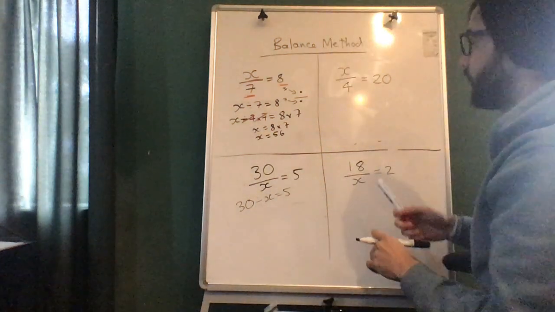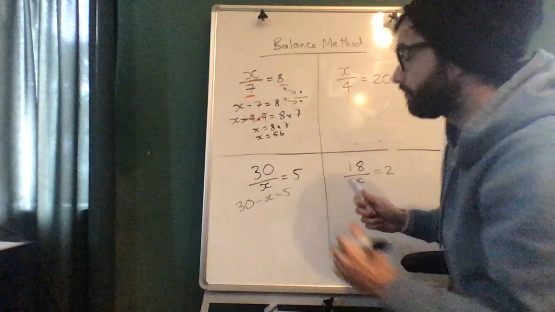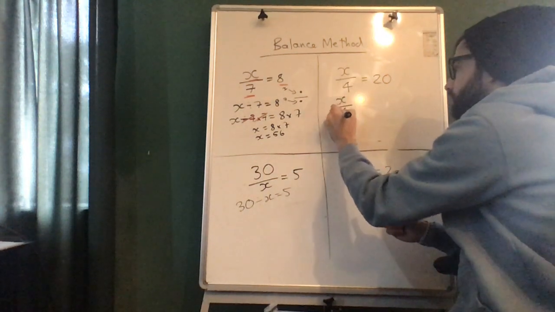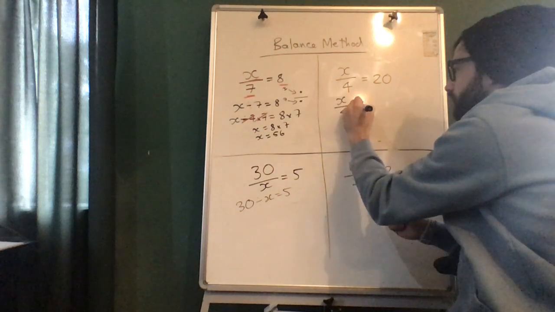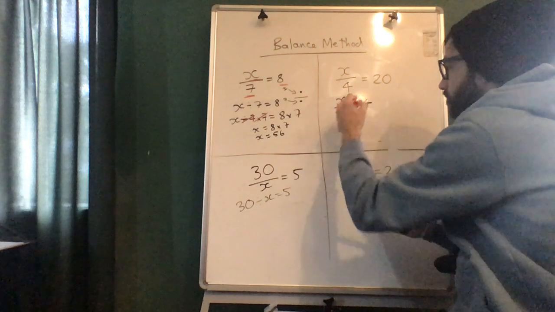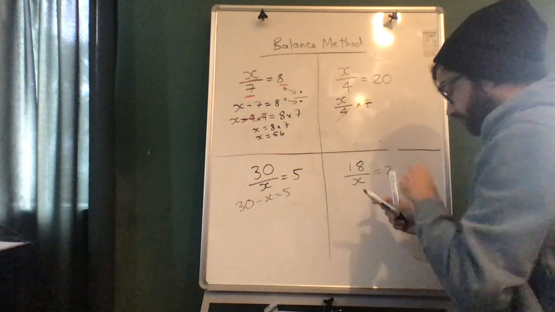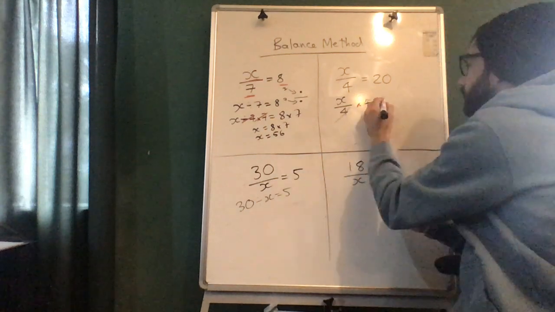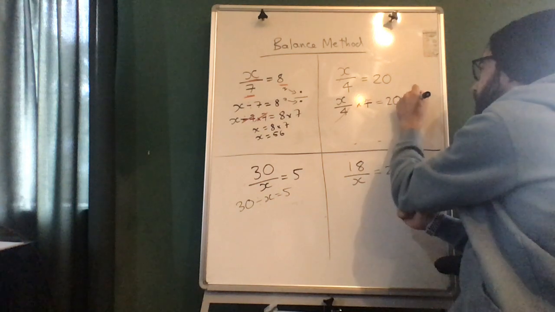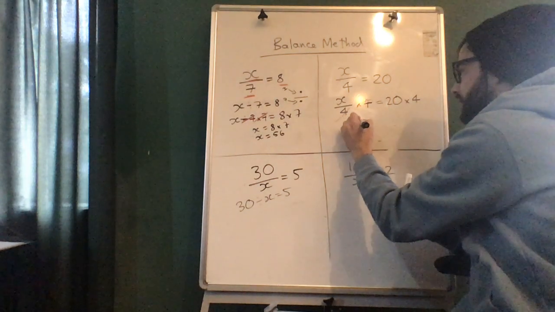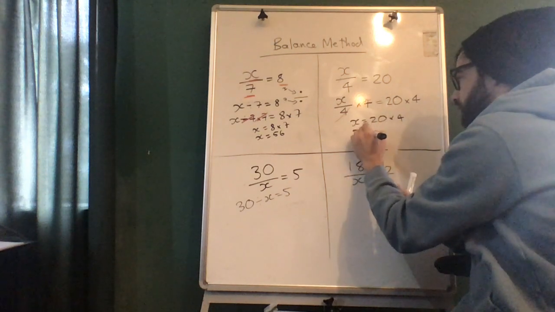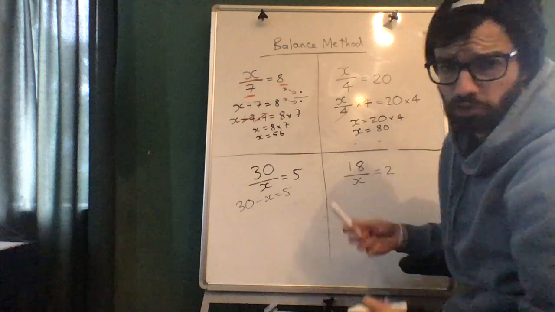Now I'm going to show you what happens when we leave it as just a fraction, or in this format here. So x divided by 4, times by 4. Cancel, cancel. Left with just our x equals 20 times 4. X equals 20 times 4. X equals 80. Okay, pretty straightforward.